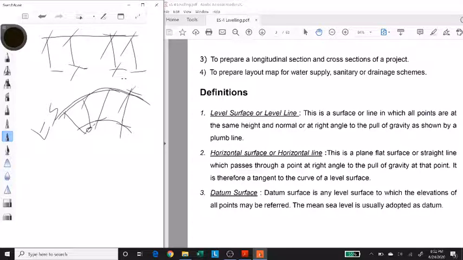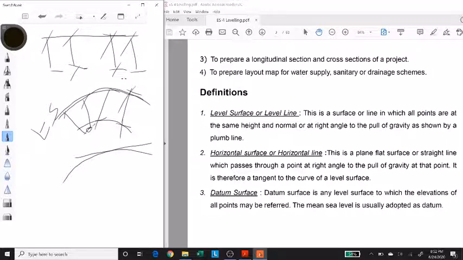Then comes horizontal surface or horizontal line. Now this is a plane, flat surface or straight line which passes through a point at right angle to the pull of gravity at that point. It is therefore a tangent to the curve of a level surface. So if this is my level surface, the tangent to this surface would be a horizontal line. And this is basically your line of sight or line of collimation.